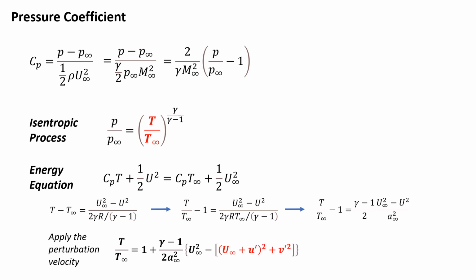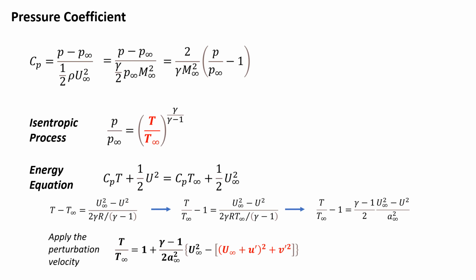Now we are applying the perturbation velocity. Do you remember the small perturbation assumption? Okay, the streamwise velocity is u infinity plus u prime, and the vertical or normal speed is v prime. So now we are just replacing u squared by this portion highlighted by the red. Okay, so now the pressure temperature ratio can be expressed this way.